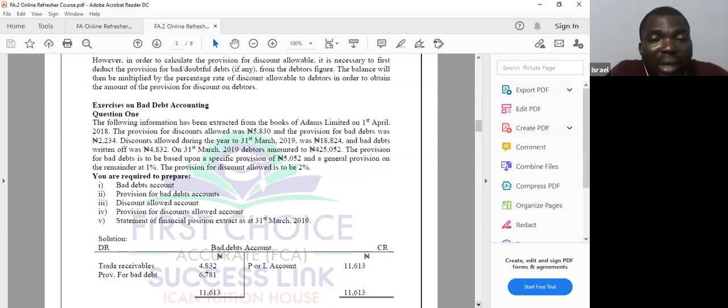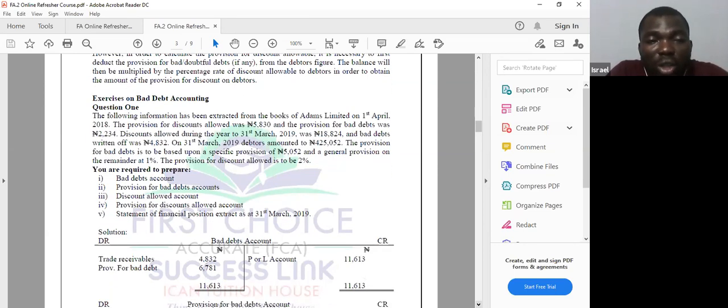Now, if I want to do that, I need to understand the question in full so I can know the opening balance. I'll post my opening balance before I now post for the year.